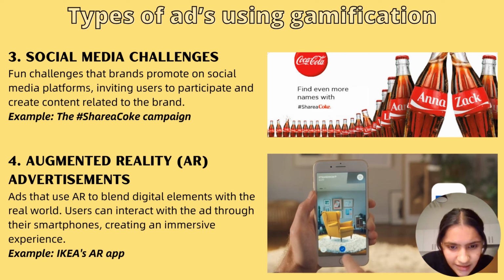For example, in this AR ad, it's an IKEA AR app. This app allows customers to visualize how furniture would look in their homes. You can just point the camera at a random location and pick the furniture if you want a sofa or a bed, and this app will show you how it will look in your room itself. It's also a game-like feature which encourages viewers to interact with the advertisement.